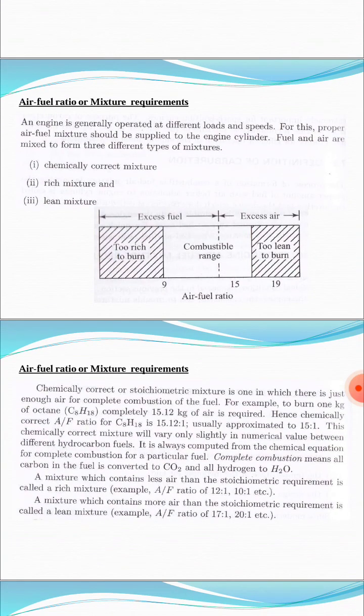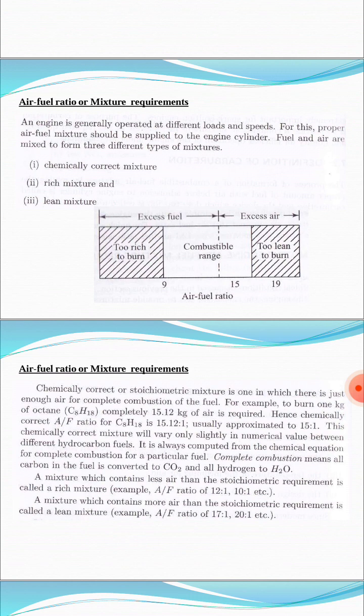A chemically correct mixture is one in which there is just enough air for complete combustion of the fuel. For example, to burn 1 kg of octane completely, 15.12 kg of air is required. Hence, the chemically correct air fuel ratio for C8H18 is 15.12 to 1, usually approximately 15 to 1.